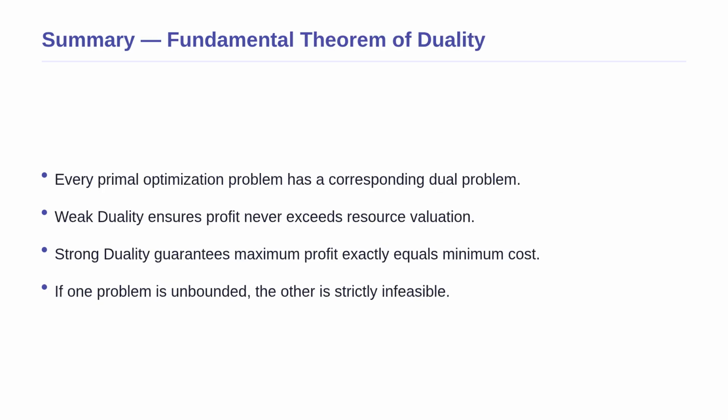We have covered a lot of ground today, so let us review the key takeaways. First, every linear programming problem has a shadow problem, and they are intimately connected. Second, weak duality acts as a boundary, ensuring that profit can never exceed the valuation of resources. Third, the fundamental theorem, or strong duality, guarantees that when solved perfectly, the maximum profit equals the minimum resource cost, leaving zero gap between them. Finally, if one problem spirals to infinity, the other breaks down completely. You now have a deep understanding of how duality provides a built-in economic interpretation for optimization.